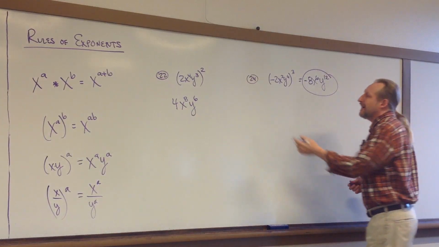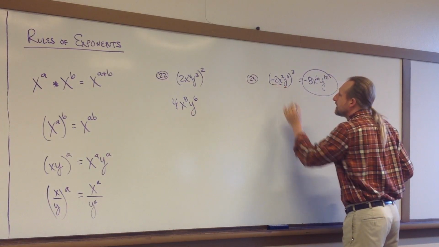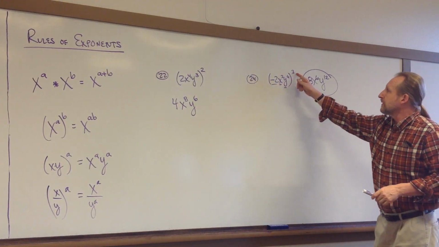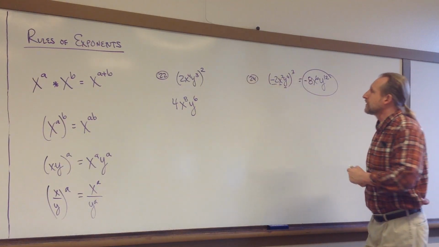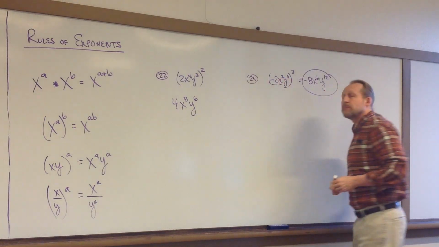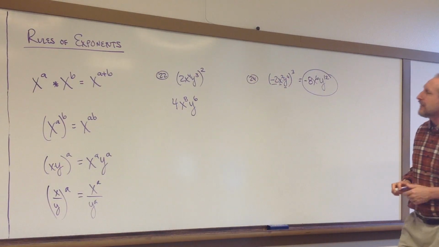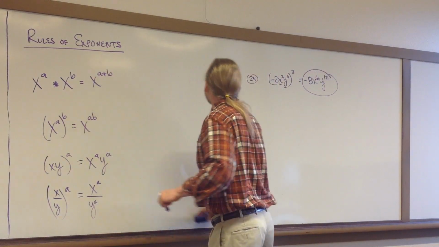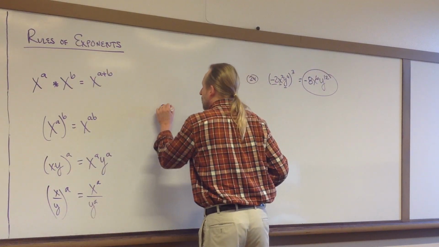And notice how I handled the coefficient and each individual variable separately. Okay? Did this one to the 3rd, this one to the 3rd, and this one to the 3rd. And again, that's okay because they're being multiplied. You can't do that if they're being added. It just doesn't work.